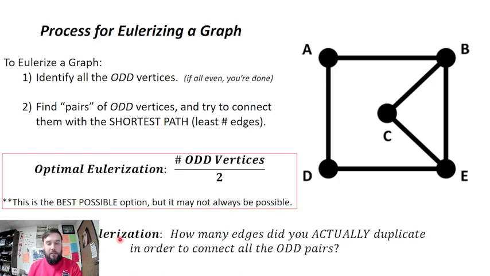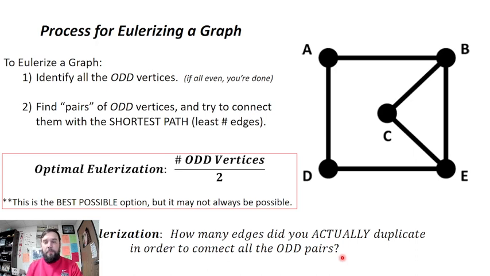Actual Eulerization is how many edges you actually duplicated in order to connect all the odd pairs. So I want to connect all the odd pairs. How many did it take? How many times did I have to duplicate an edge? Or backtrack, you might say.